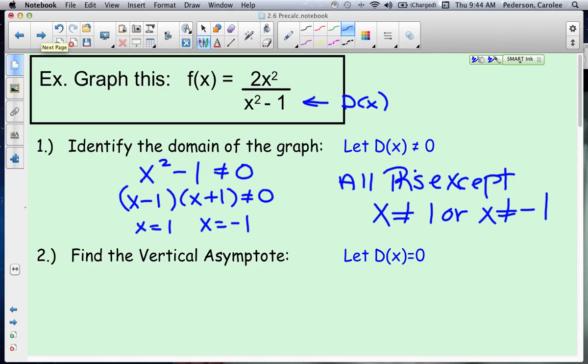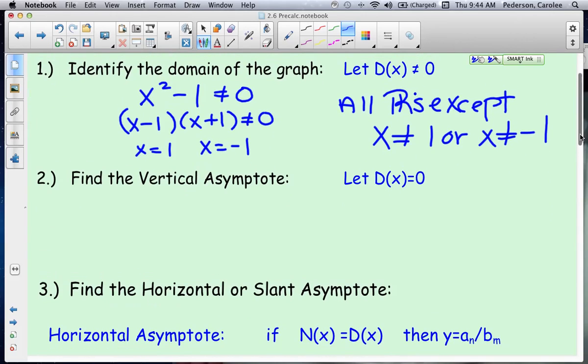So since that's my domain restrictions, my x value domain restrictions, then I cannot have ordered pairs on that x vertical asymptote. So those are your vertical asymptotes then. So that's why I do the next thing, which is identify the vertical asymptotes. So then your vertical asymptotes are at those domain restrictions. So x equals 1 and x equals -1.